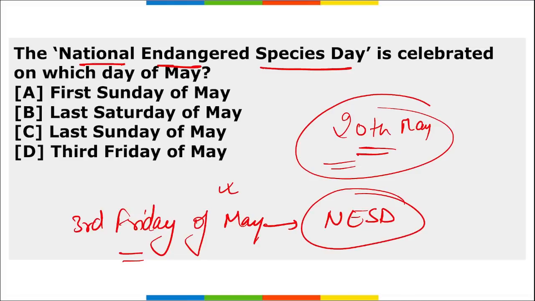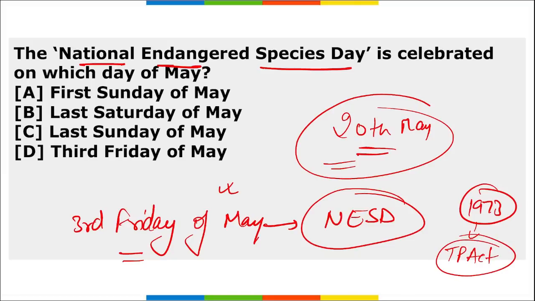The aim is to create awareness among the people about endangered species and the different steps we can take to protect them. The Endangered Species Act came in 1973. Alright, also remember this, in 1973 the Tiger Protection Act also came. So the correct option here is the third Friday of May. Option D is correct here.